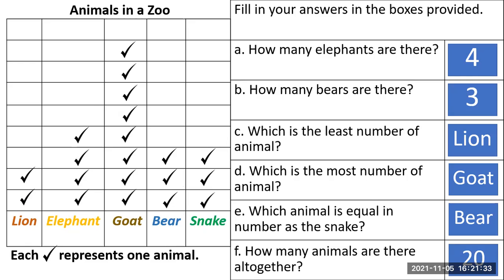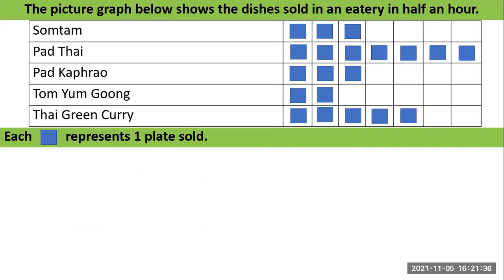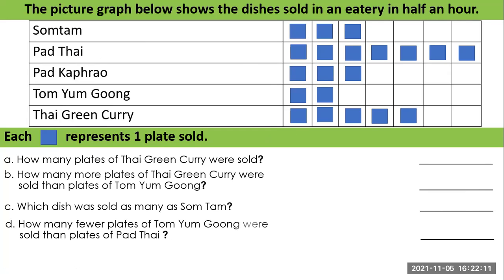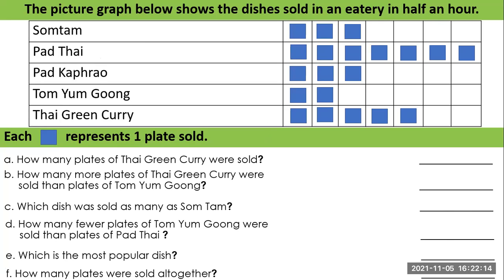Now we need to answer the questions on page 87. On page 87, the picture shows the dishes sold in an eatery in half an hour. Half an hour, 30 minutes. Here, each square represents one plate sold. We have the som tam, pad thai, pad kaprao, tom yum goong, and Thai green curry. Now let us answer. There are 6 questions, letter A to letter F.